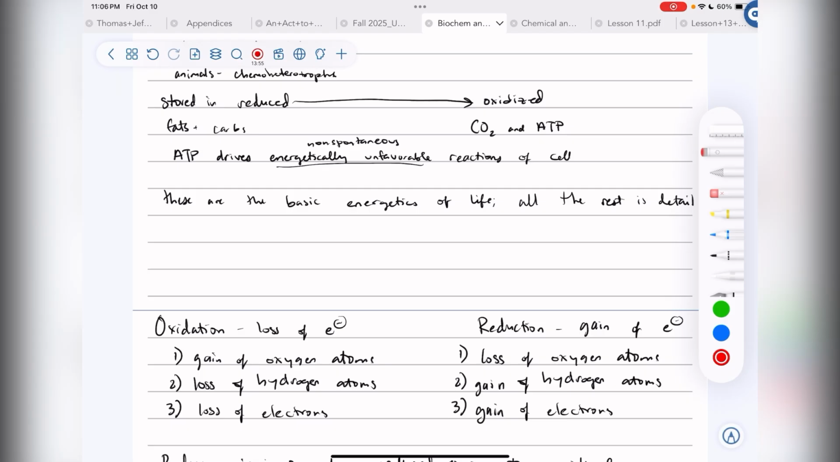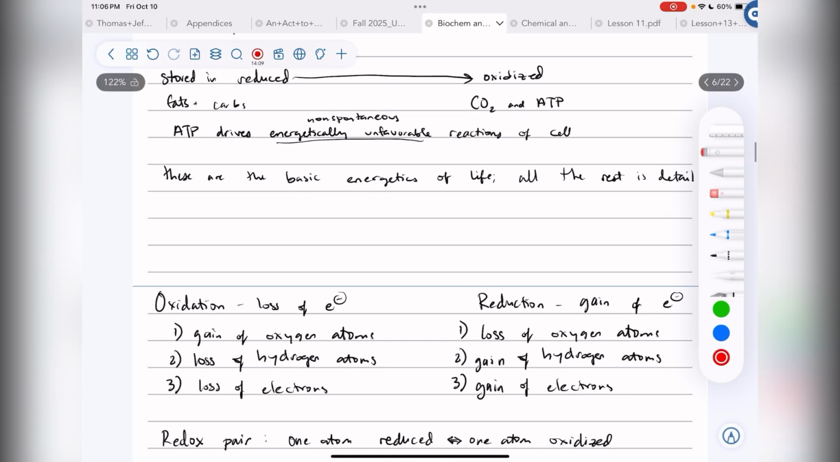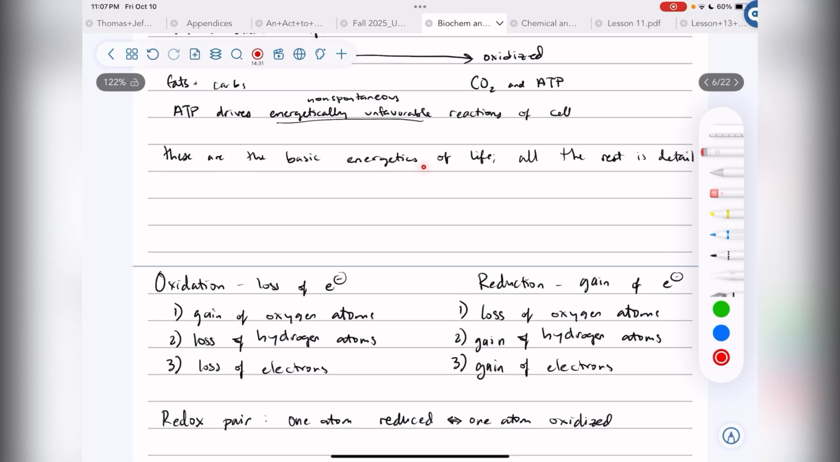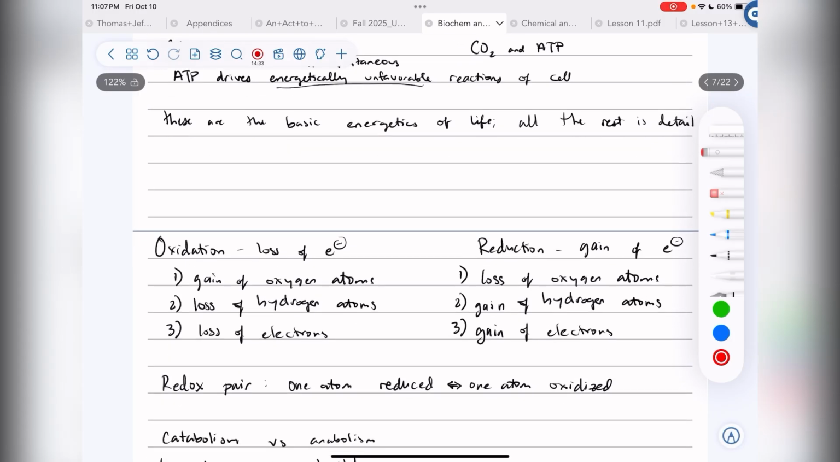Non-spontaneous. Those are the reactions that have a positive delta G, where the products have a higher energy than the reactants, right? And so ATP is going to be coupled with those reactions, because ATP becoming ADP is losing that phosphate group. There's a lot of energy in that bond, so that one has a very negative delta G, and so that can make the positive delta G reactions go. So these are the basic energetics of life. All the rest is detail.